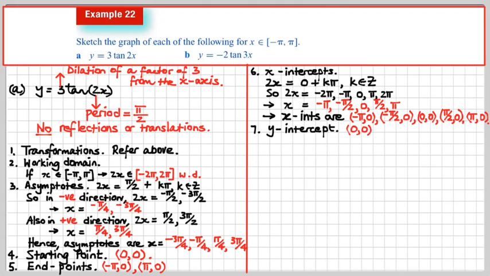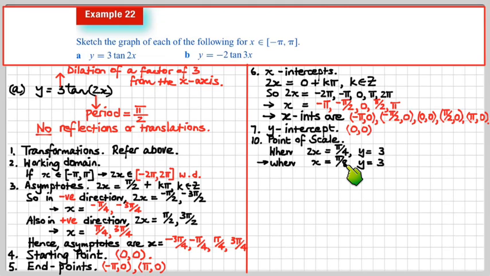And the y-intercept means when x is naught, well, that's all right, because that's going to be its normal location, because the starting point is not translated horizontally or vertically. So point of scale, therefore 2x will be pi on 4, and y would be 3. And that's because it's been dilated up by a factor of 3. For a normal tan graph without this 3 out the front, y would be 1, but in this case it's dilated by a factor of 3 from the x-axis, therefore y will be 3, fills us with glee, and therefore x is going to be pi on 8, and y is going to be 3.